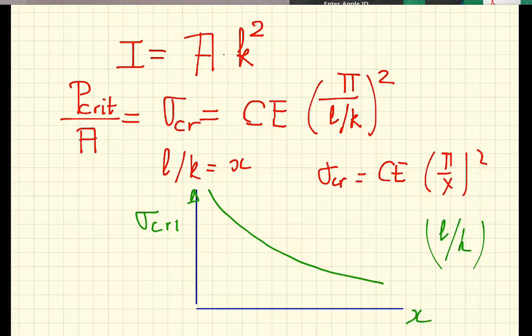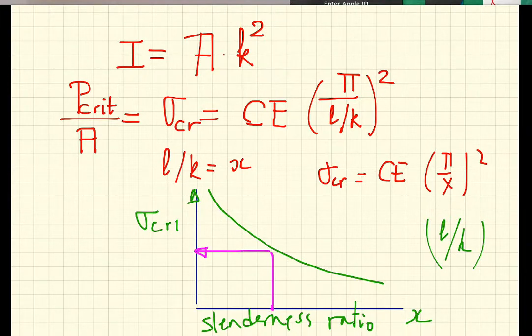So L over K is the slenderness ratio. It must have some kind of limit, because at some point here, the material is going to yield.